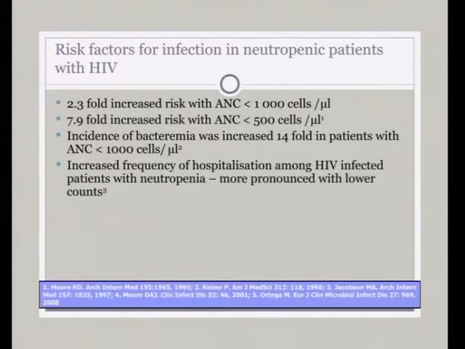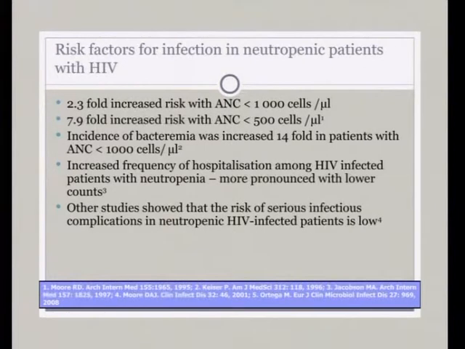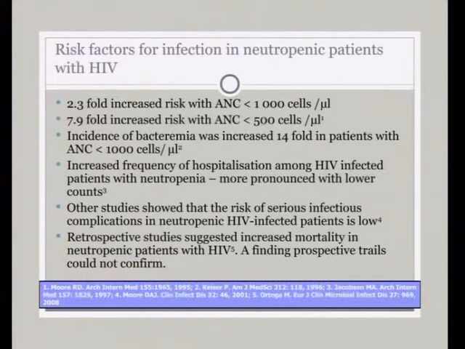There's an increased frequency of hospitalization amongst people that are neutropenic. And then there are studies that show that there's a risk for serious infection and complication in neutropenic HIV-infected patients. But retrospective studies, as suggested, show an increased risk of mortality in patients that are neutropenic with HIV, but prospective studies have shown that it's not the case.